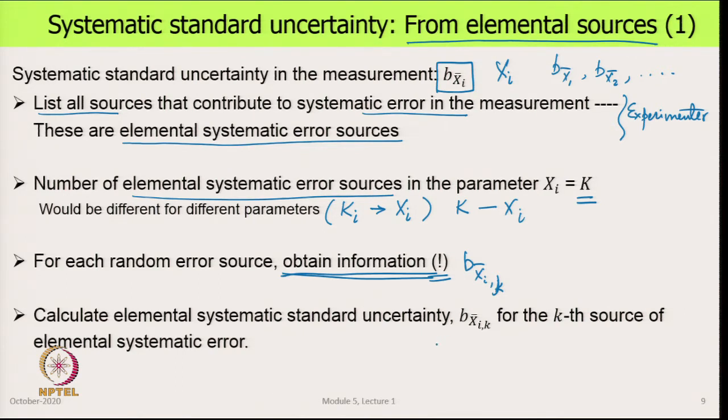Then our next step is that for each elemental source of systematic error, we calculate the elemental systematic standard uncertainty. So, we are looking at this systematic uncertainty, within that there are many elements, we are looking at each one of them and so we get these numbers. So, this is the kth source of elemental systematic error. There could be bx1,1 bar, first measurement, first elemental source of error. The order in which we number them is completely immaterial. Then we could have bx1,2, then bx1,3 bar and so on.